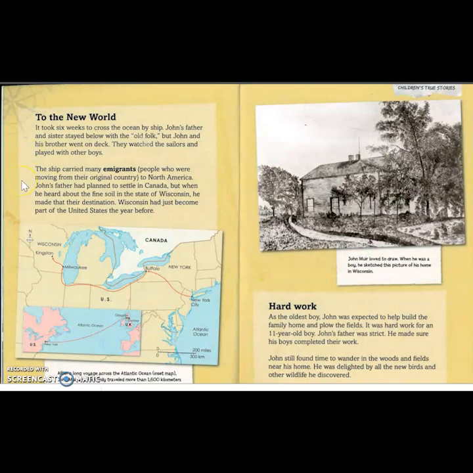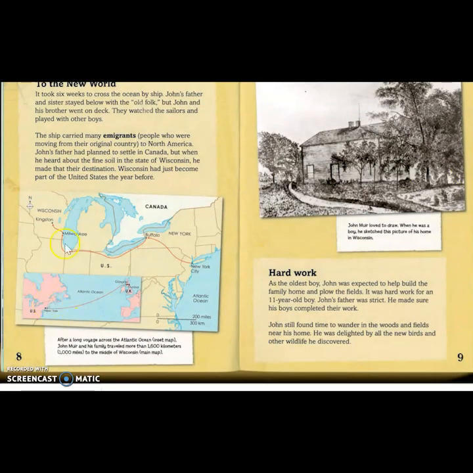The ship carried many immigrants, people who were moving from their original country to North America. John's father had planned to settle in Canada, but when he heard about the fine soil in the state of Wisconsin, he made that their destination. Wisconsin had just become part of the United States the year before. Now I'm even going to focus in here on this map and look at the caption. After a long voyage across the Atlantic Ocean, John Muir and his family traveled more than 1,600 kilometers. That's 1,000 miles to the middle of Wisconsin.